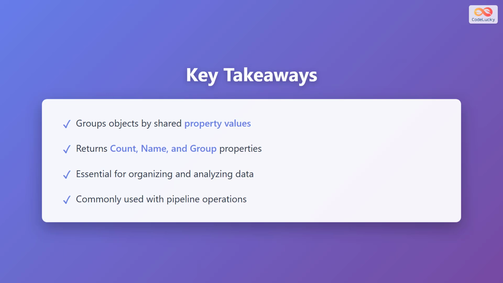Let's review the key takeaways from this lesson. Group-Object groups objects by shared property values, allowing you to organize collections based on common characteristics. It returns three properties: Count for the number of items, Name for the grouping value, and Group for the actual objects. This cmdlet is essential for organizing and analyzing data in PowerShell. It's commonly used with pipeline operations, allowing you to chain multiple commands together for powerful data processing workflows. Mastering Group-Object will significantly enhance your ability to work with and understand collections of objects in PowerShell.